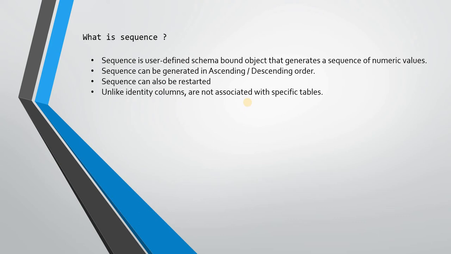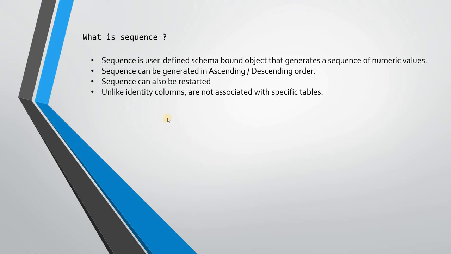Okay, so let us see, first of all, just understand in brief what is a sequence object. A sequence is nothing but a user defined schema bound object that generates a sequence of numeric values. Depending upon the configuration, it will keep creating your next sequence value. This sequence can be generated either in ascending order or descending order. It's not mandatory that it should be in ascending order only.